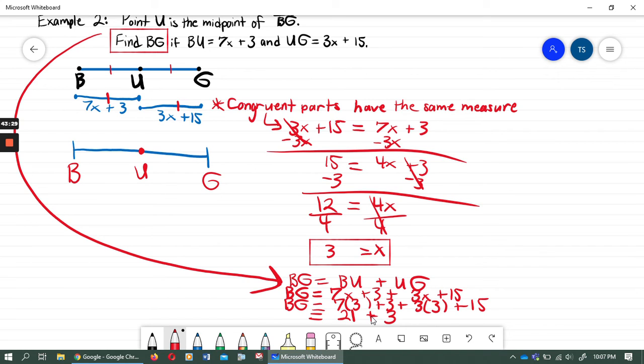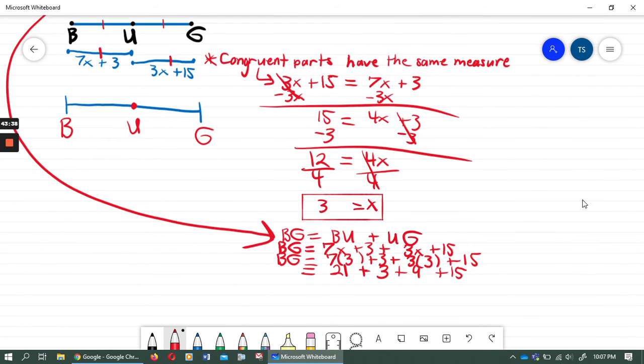All right, 3 times 3 gives us 9. That's also plus 9 and then plus 15. We put all of that together. 9 plus 15 gives us 24. 21 plus 3 gives us 24. Awesome. So all 4 of those added together gives us 48. Great. So we know that BG equals 48.